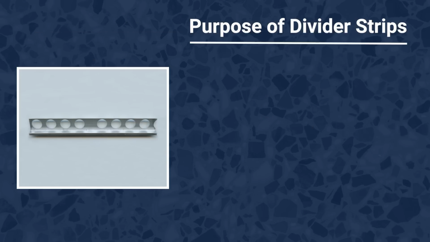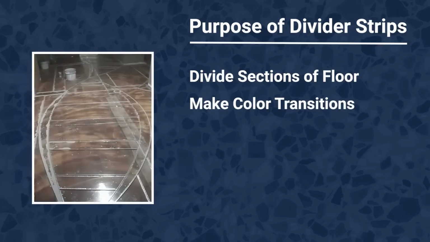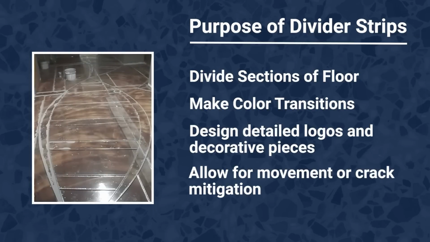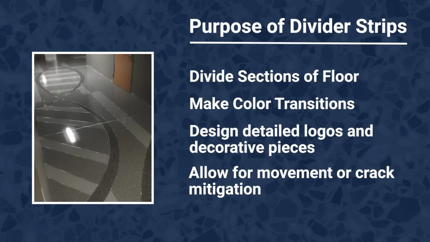When installing terrazzo, metal divider strips are also used. Divider strips are used to divide sections, make color transitions, design decorative pieces or logos, and allow for movement or crack mitigation. Aluminum is the most common use of divider strips. However, zinc, brass, or plastic are considered as well.